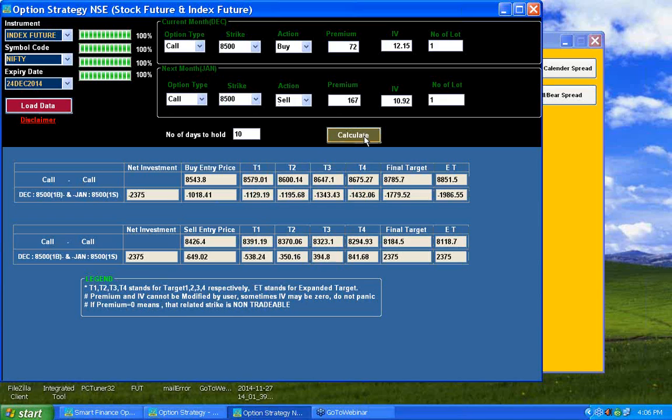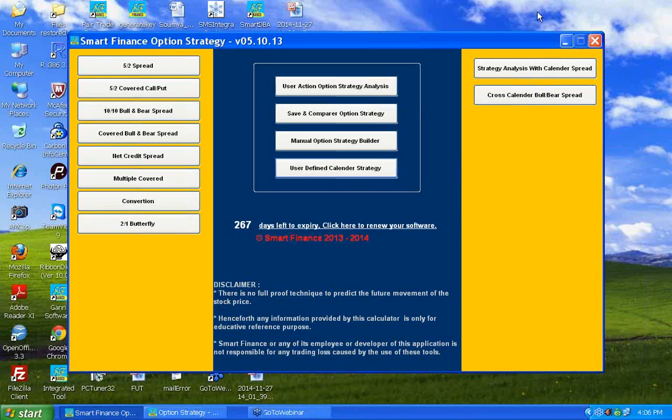In a downtrend, I will have maximum 2,300. In an uptrend at 8,800, I will have 1,700 profitability. So I can think of selling this month and buying the next month also. So there also I can find out how much profitability and liability I am getting in the calendar spread. So these are user defined calendar spreads.